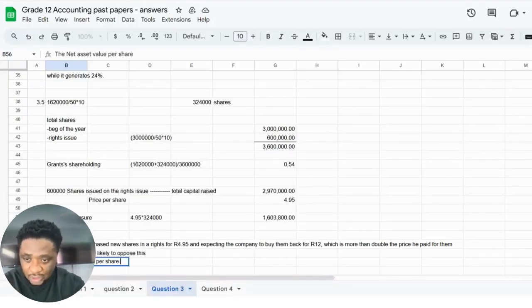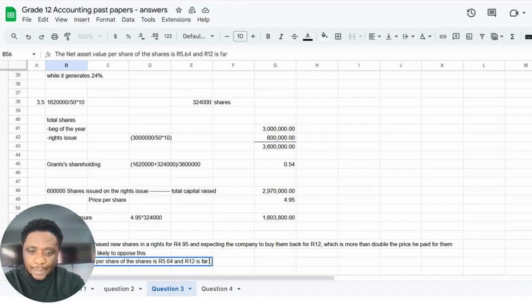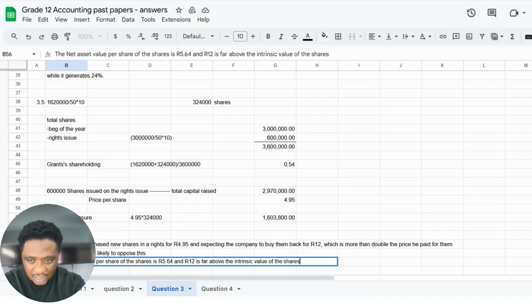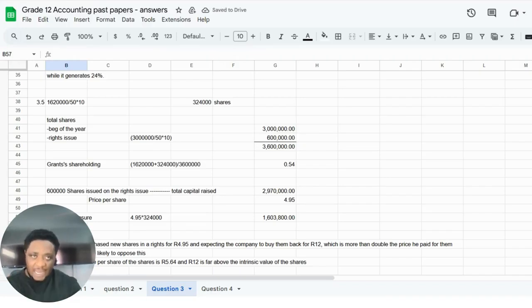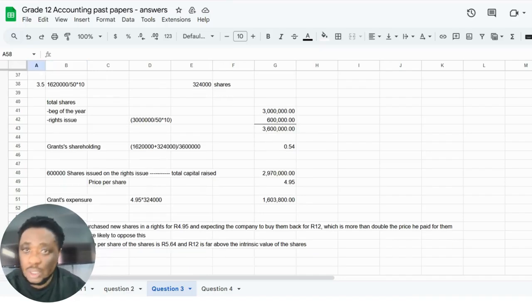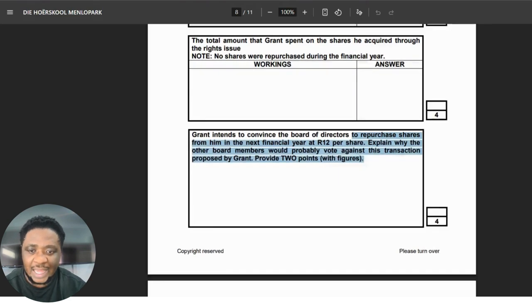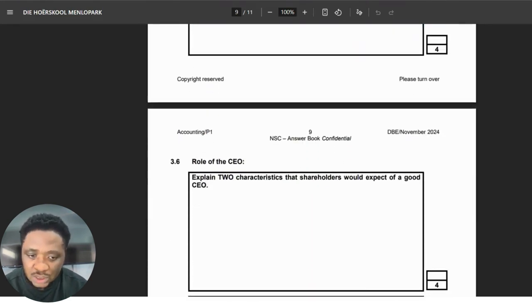The net asset value of the shares is 5 Rand 64, and 12 Rand is far above the intrinsic value of the shares. And then the third point would be about the market value of the shares being 9 Rand 50, which the 12 Rand is still quite above the price that these shares are trading at in the market. So that would be unreasonable, and it is unlikely that the board of directors will support this.